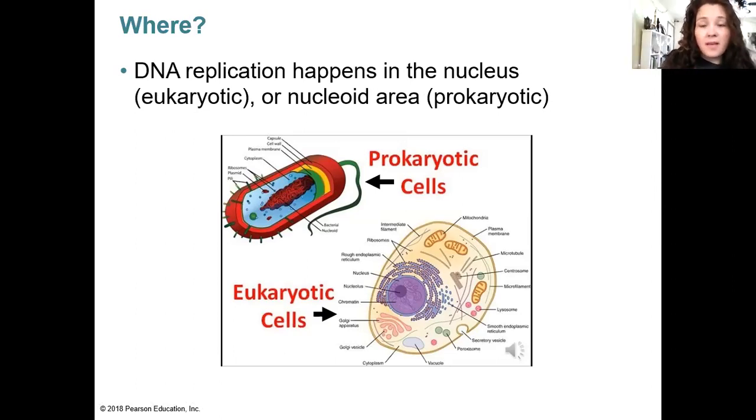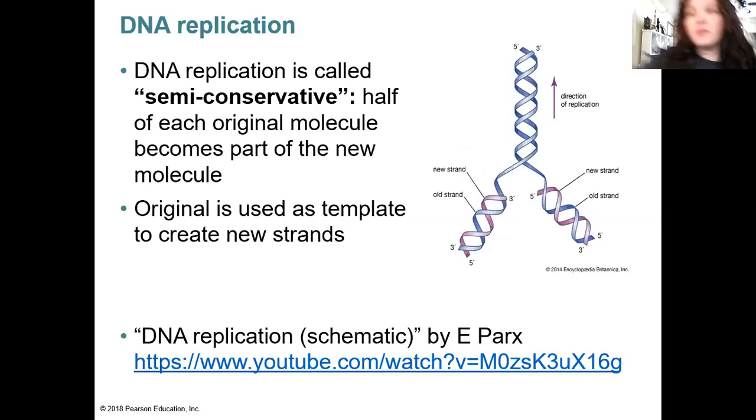So basically it just happens wherever the DNA is found. You can see here that DNA replication is called semi-conservative. That means half of each original molecule is preserved in the new molecule. You can see this is the original molecule, and the new strands are shown in purple. So each original strand is used as a template. Watch this animation and come back when you're done.